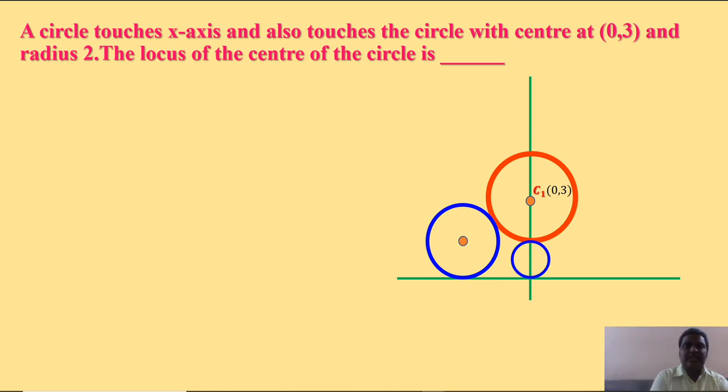It touches the x-axis as well as the fixed circle with center at (0, 3). Its center is as shown in this figure. So I am drawing one more circle for you. This is the circle. It also touches the x-axis and touches your fixed circle. So you can draw an infinite number of circles satisfying the condition that they touch the x-axis and the given fixed circle. Its center is in this manner.